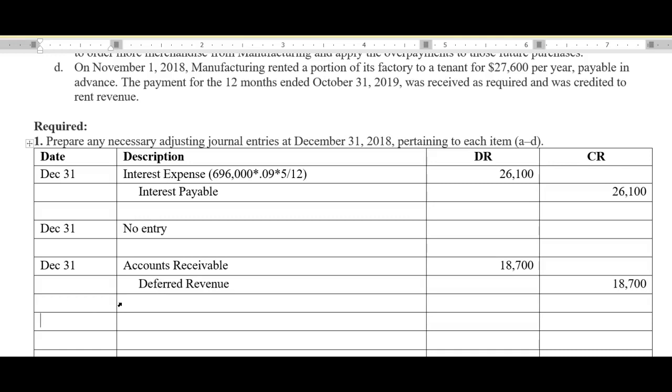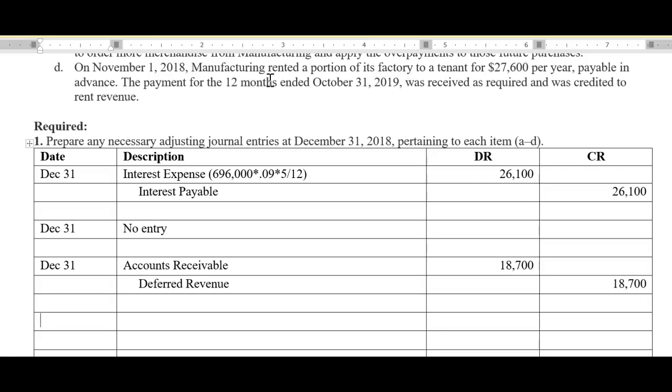All right, and the last one. On November 1st, 2018, manufacturing rented a portion of its factory to a tenant for $27,600 per year, payable in advance. The payment for the 12 months ending October 31st was received as required and was credited to rent revenue. Now we've got a little bit of an issue here.